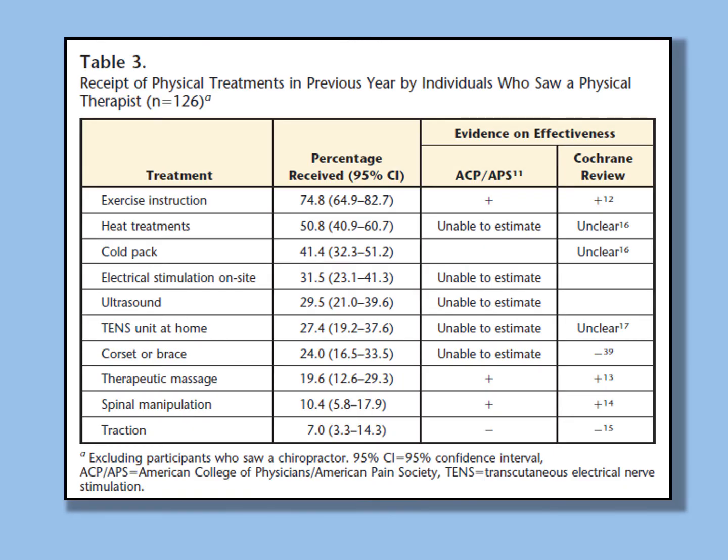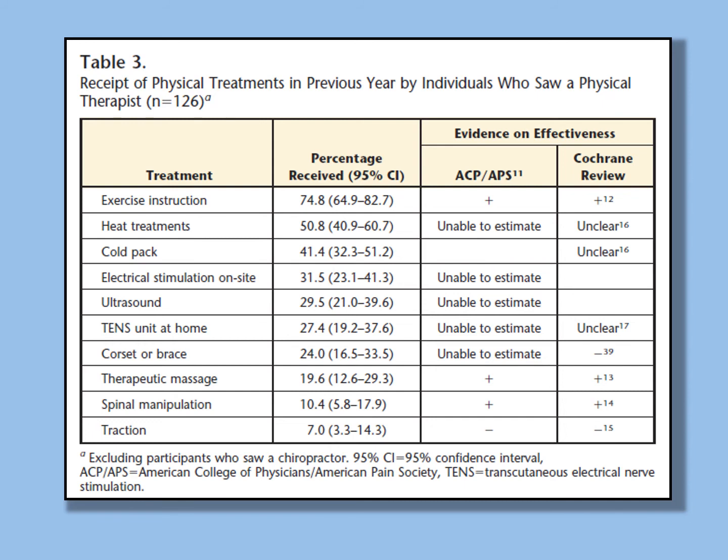So of the patients that saw a physical therapist, on the left there, we have the treatments that were utilized, and they're listed by how often they were used. So exercise instruction, about 75% of patients received that. And if you look on the far right, that looks at two clinical practice guidelines that are being used. One's the American College of Physicians, and then the Cochrane Review is the other one.